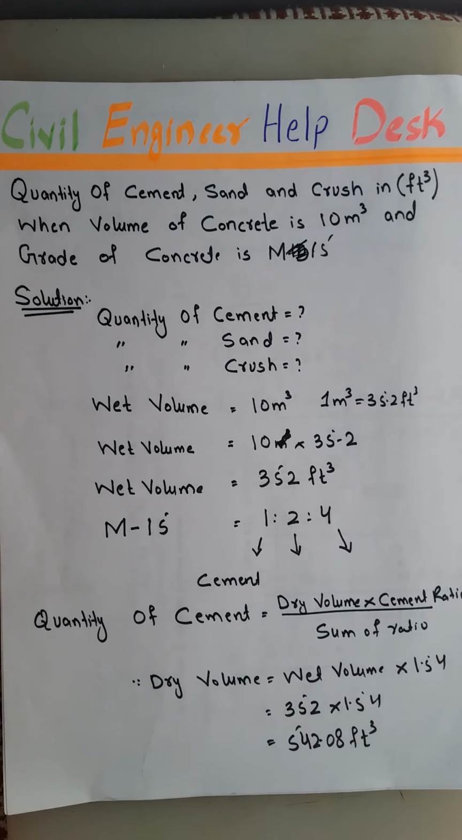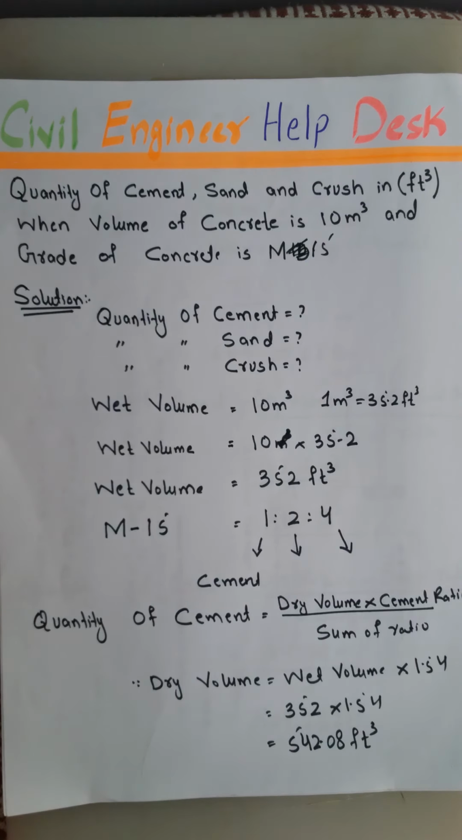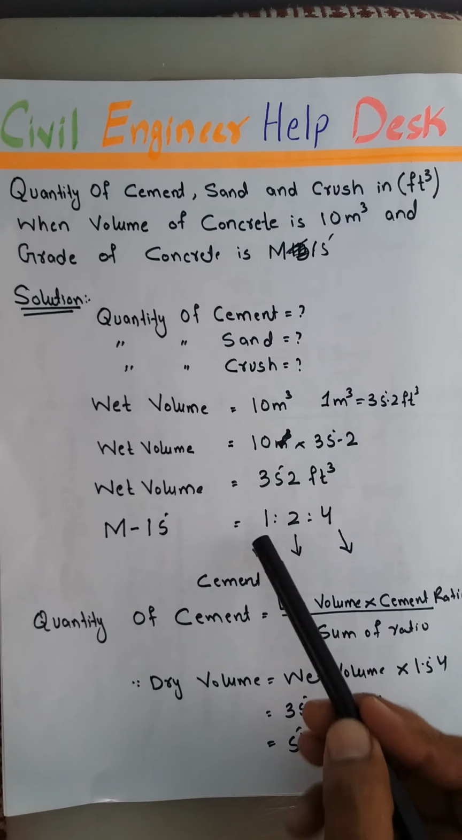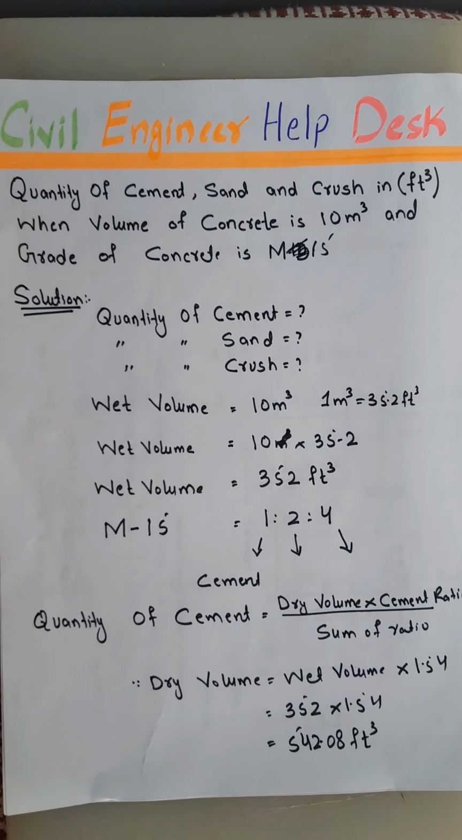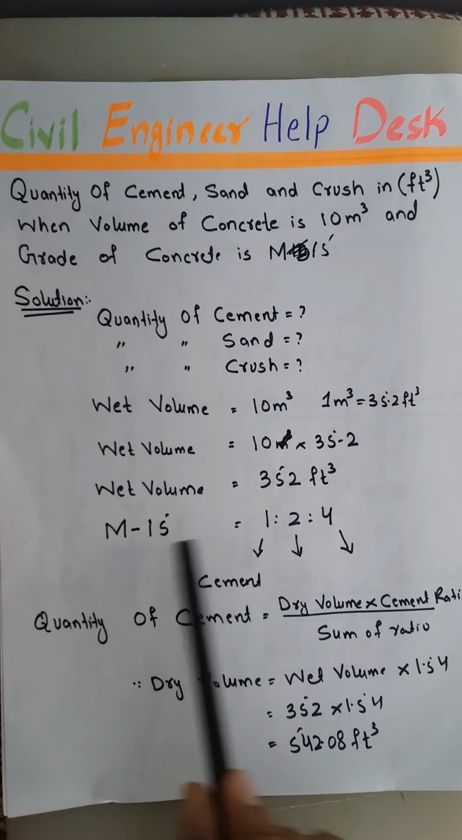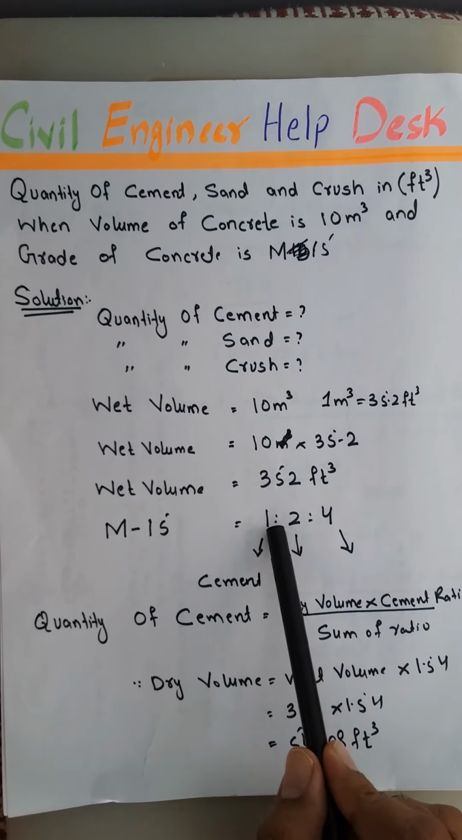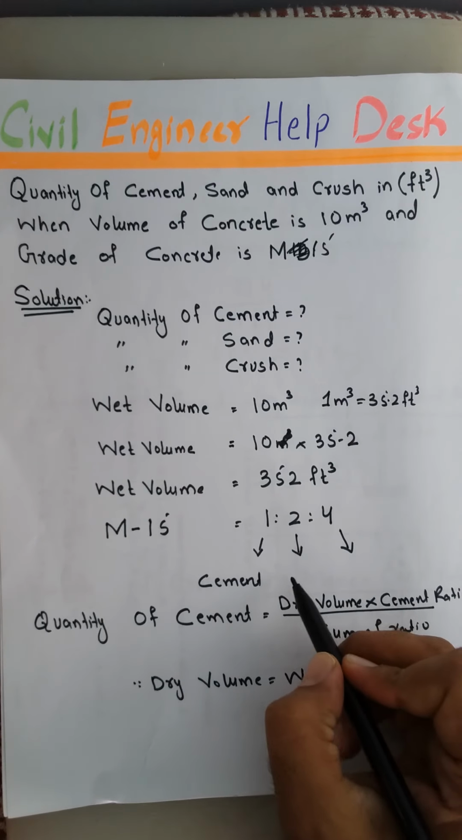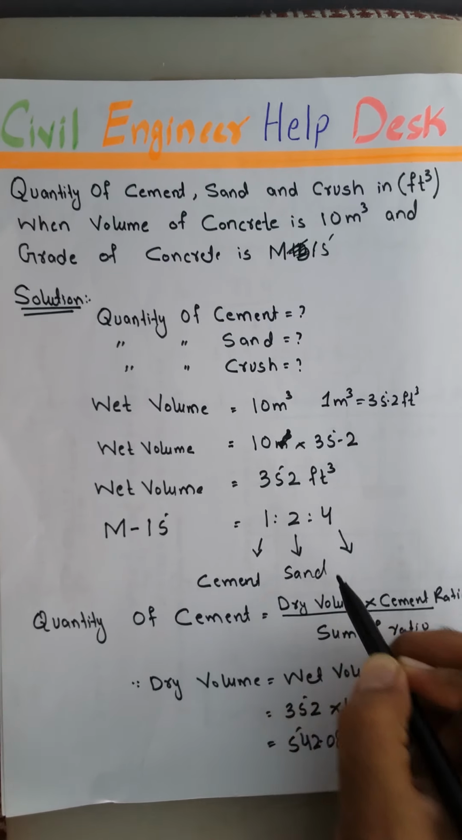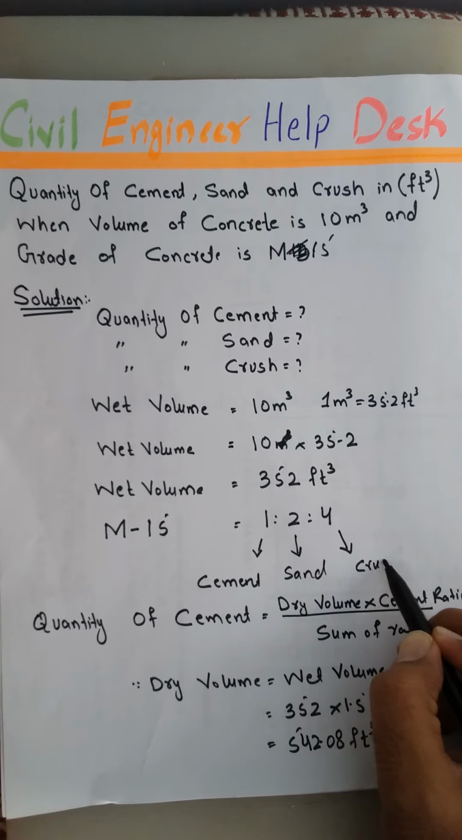It is very easy. Another thing, the grade of concrete is M15 and M15 means 1:2:4. You must know the grade of concrete and its ratio. If you do not know, please watch my other video on grade of concrete. So M15 means 1:2:4. Here 1 means cement, 2 means sand and 4 means crush or coarse aggregate.